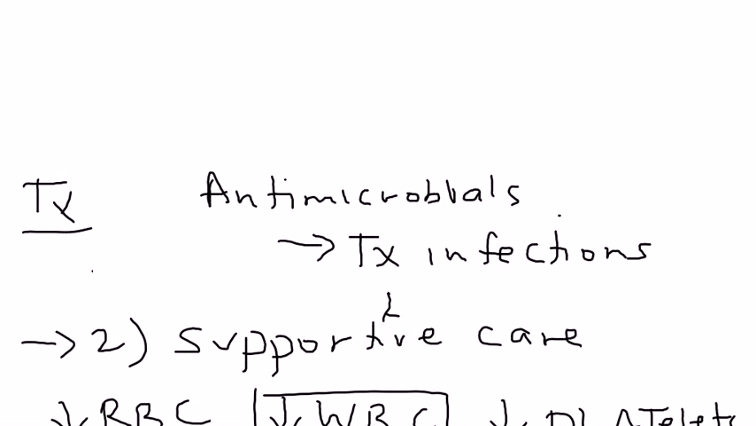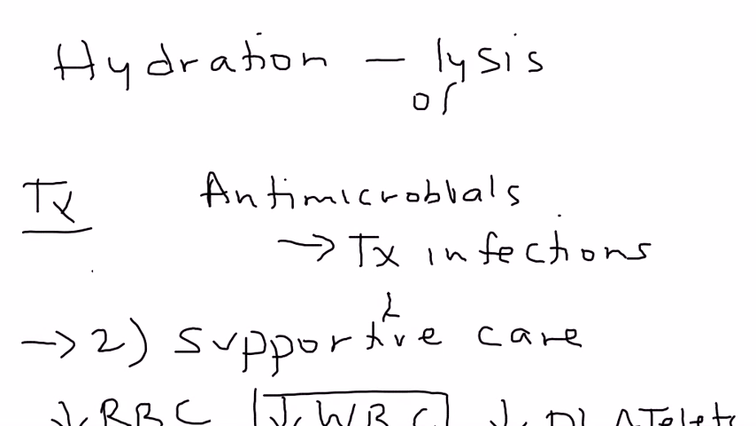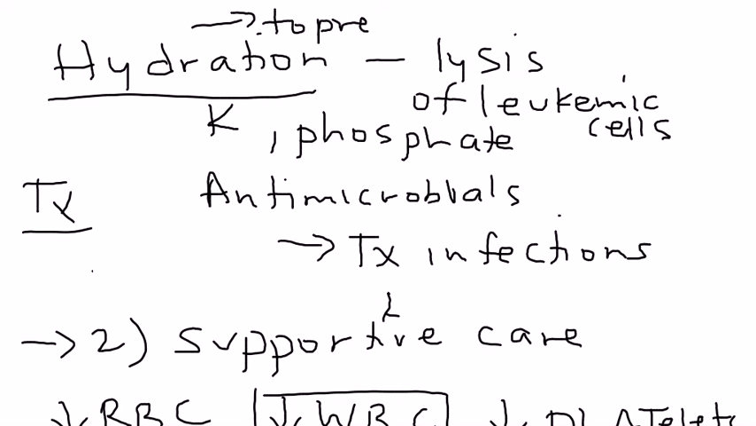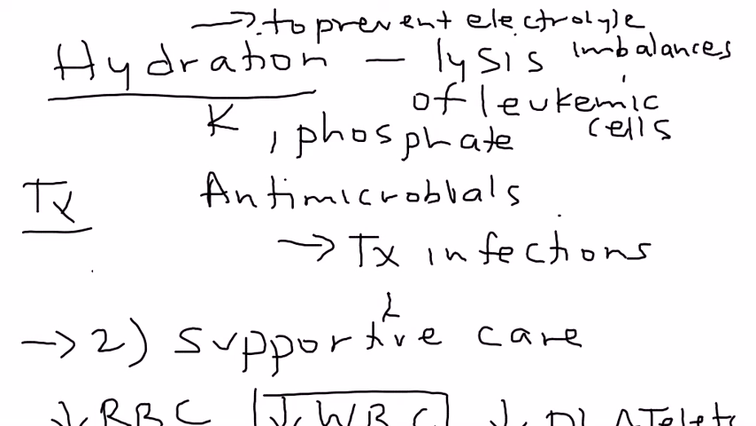And the final thing I wanted to mention in terms of supportive care is adequate hydration. And the reason for that is because when the leukemic cells lyse, they actually release large quantities of electrolytes such as potassium and phosphate. And the hydration prevents electrolyte imbalances such as hyperkalemia or hyperphosphatemia. So hydration to prevent electrolyte imbalances. So I hope that makes sense. Important things to understand rather than memorize, because if you memorize it won't make any sense whatsoever.